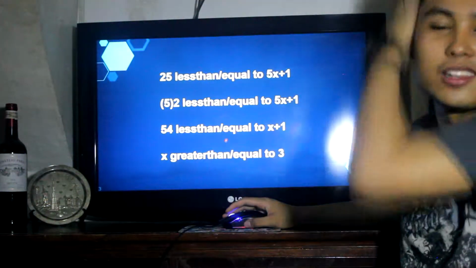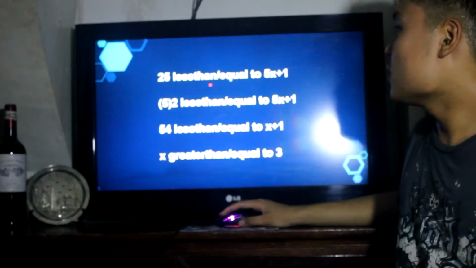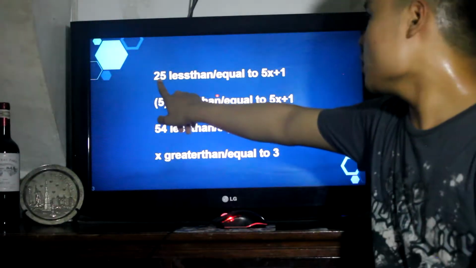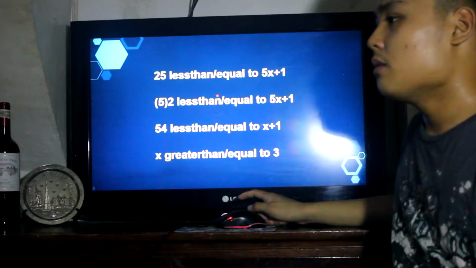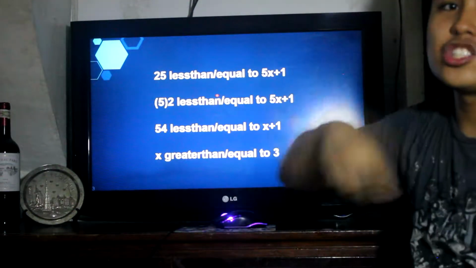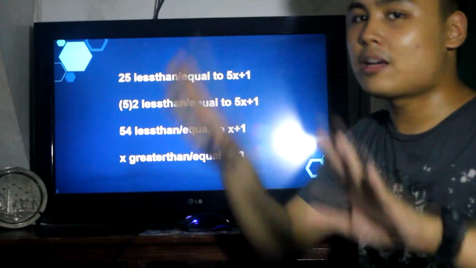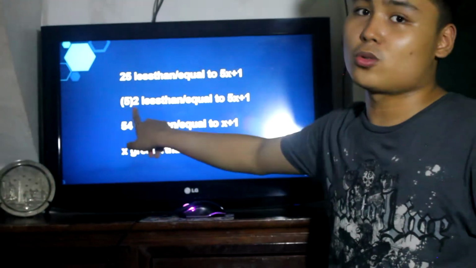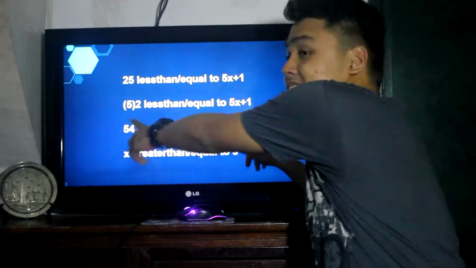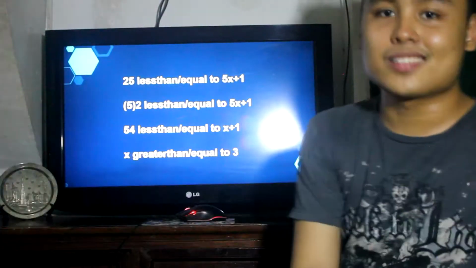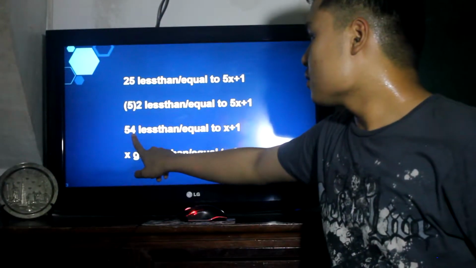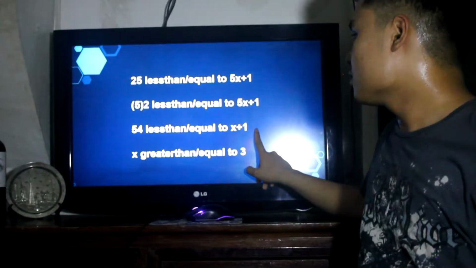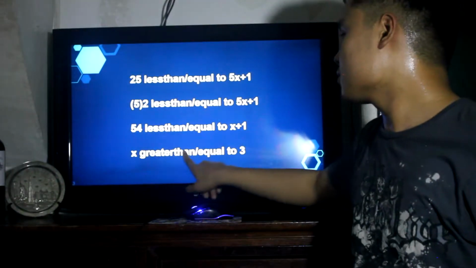So, let's try an example. 25 less than or equal to 5 raised to x plus 1. Kailangan natin hanapin yung same base. Itong 25, pag in-square ko ito, makukuha ko yung 5 raised to 2, or 5 squared. So, magiging same base na sila, pwede natin siyang i-disregard. So, kapag 5 raised to 2 is less than or equal to 5 raised to x plus 1, pwede natin siyang i-equal: 2 is less than or equal to x plus 1, so x is greater than or equal to 1.